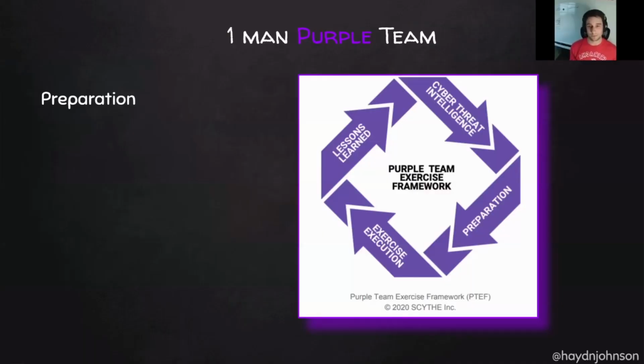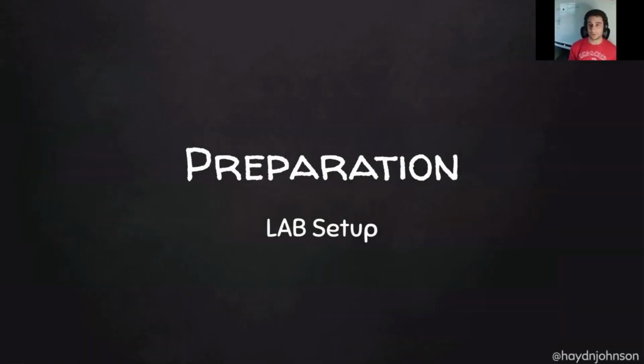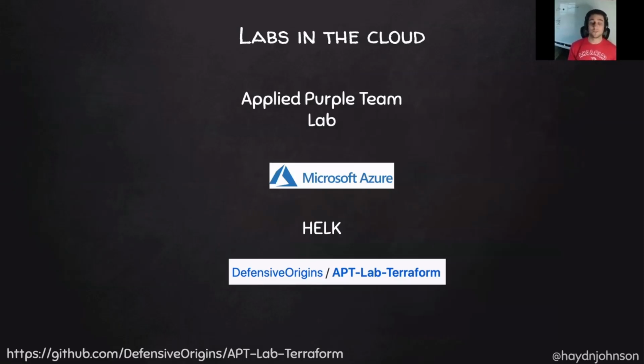So now to preparation. Back to the framework, it's the next step. Preparation for an org is more like what team does what, who's the white team, what's the CTI analyst researching, what attacks are going to be executed. But preparation for me, on your own, in a one-man purple team, is setting up a lab and getting the threat optics. So for preparation, lab setup, for this demo I'm going to use the Applied Purple Team Lab. It's in Microsoft Azure.